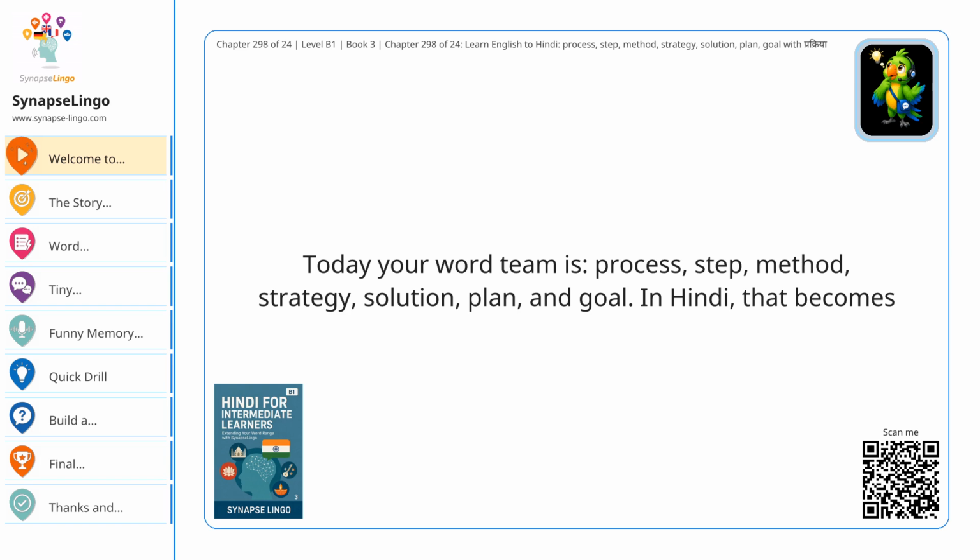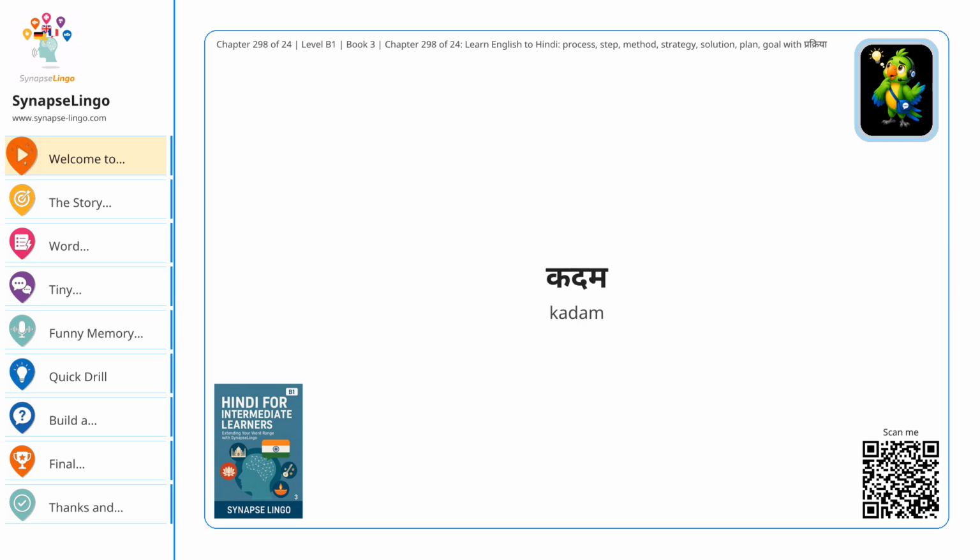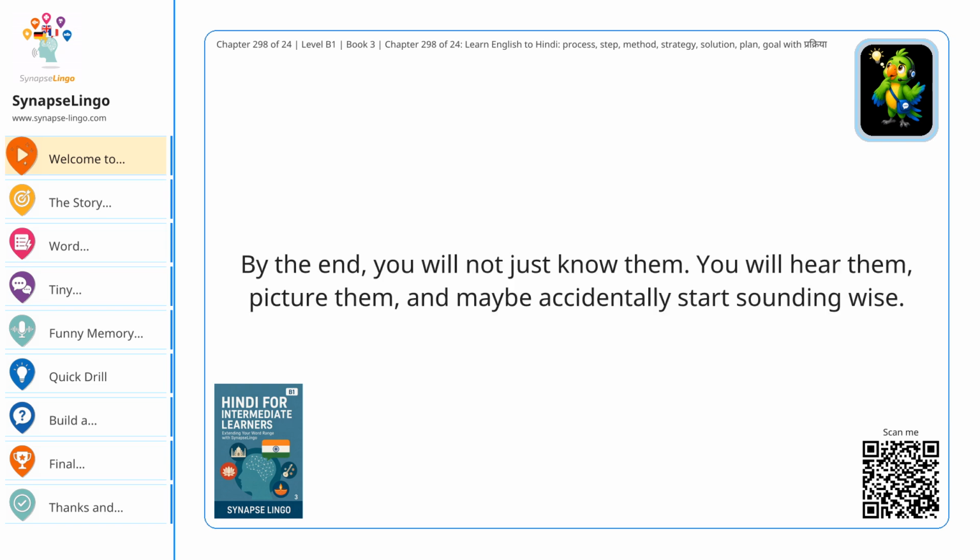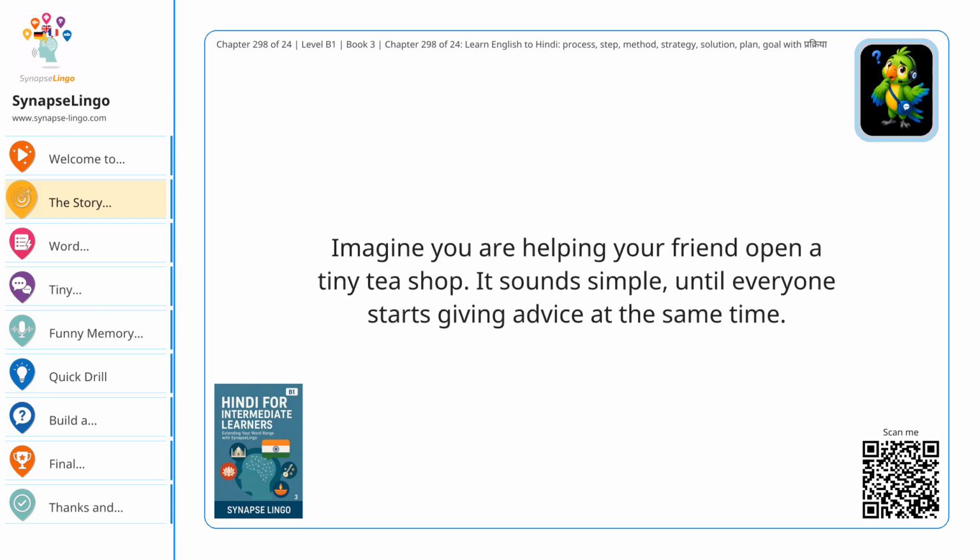In Hindi, that becomes प्रक्रिया, कदम, विधि, रणनीति, समाधान, योजना, and लक्ष्य. By the end, you will not just know them. You will hear them, picture them, and maybe accidentally start sounding wise. The story begins. Imagine you are helping your friend open a tiny tea shop.